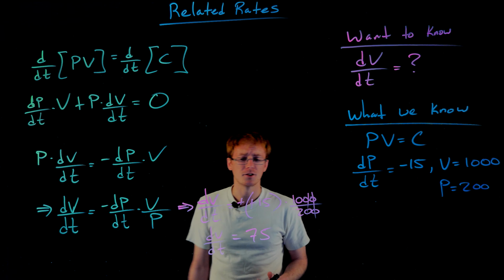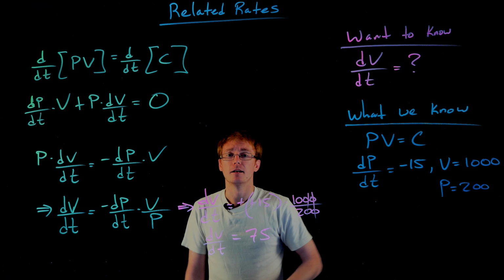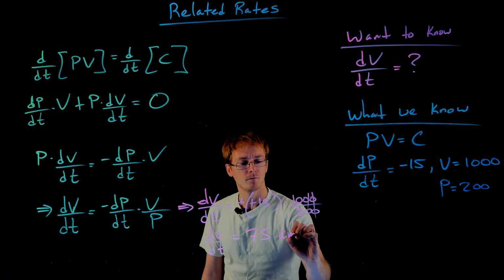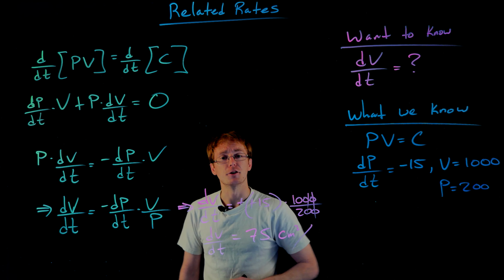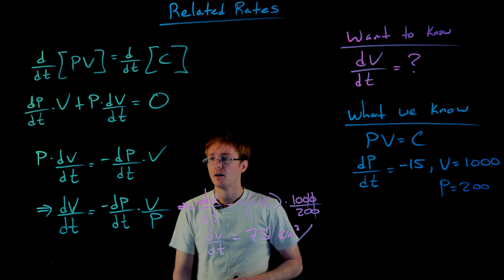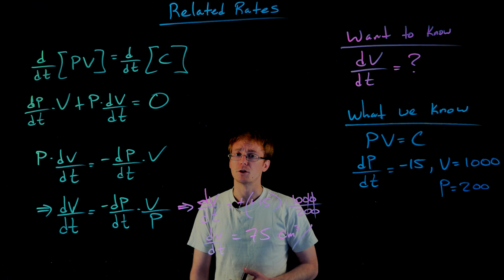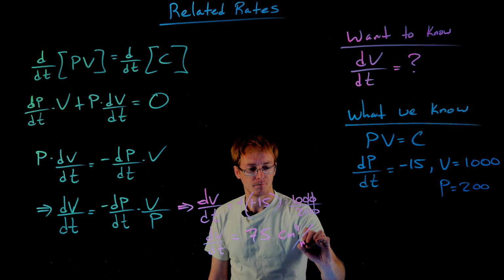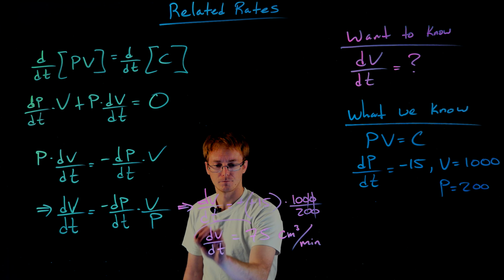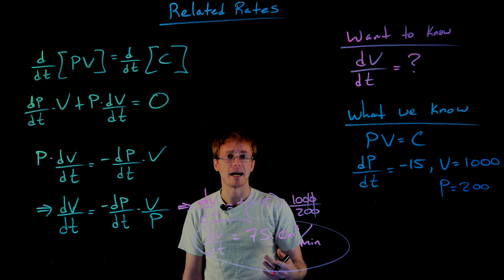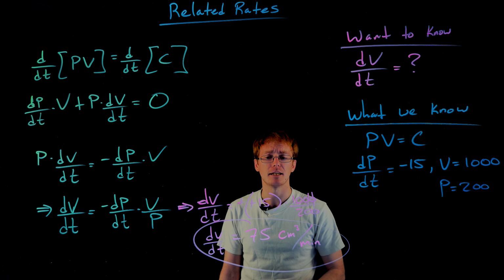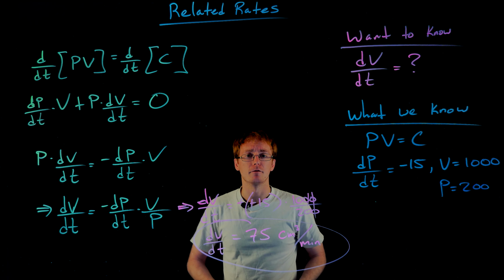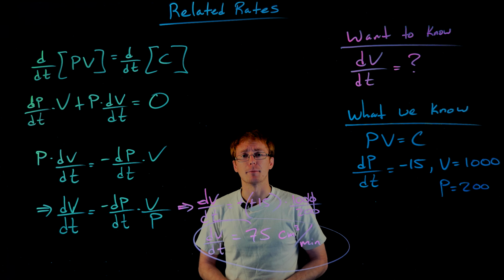But what are our units? Well, it's going to be the units of the volume. If we look back at the original problem, we can find them. They were cubic centimeters. And then the unit in the denominator is just going to be the unit of time. And again, if we look back in the original problem statement, we'll find the unit of time was minutes. So the original question was asking, how is the volume changing at this moment of time? So at that moment in time, the volume was increasing at a rate of about 75 cubic centimeters per minute.